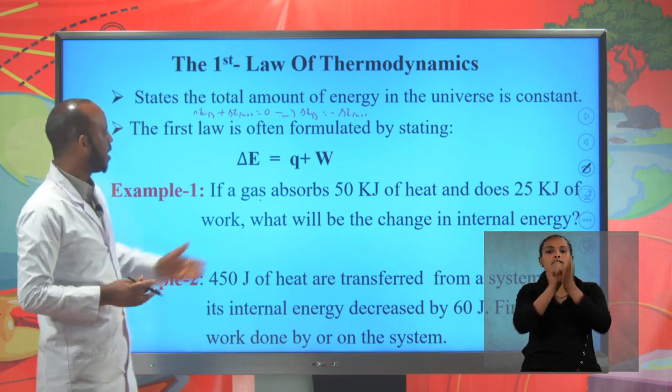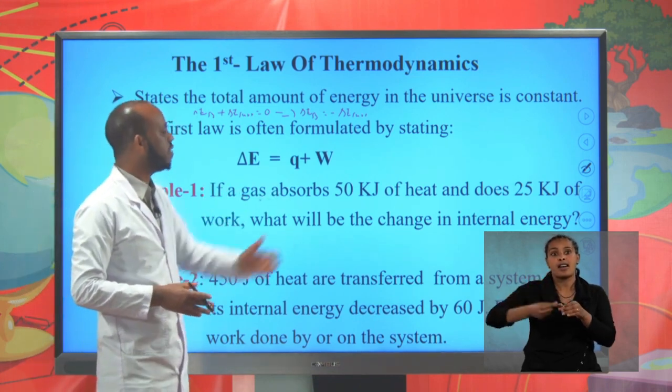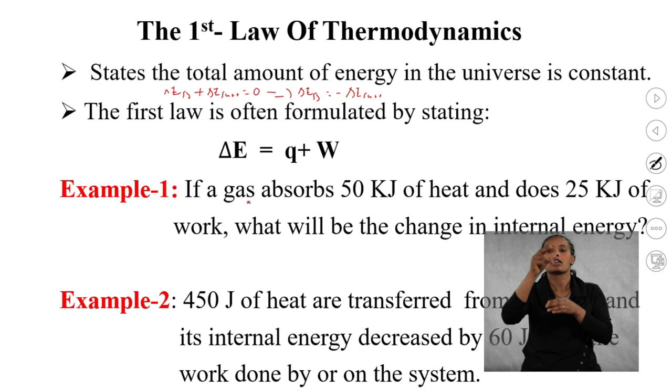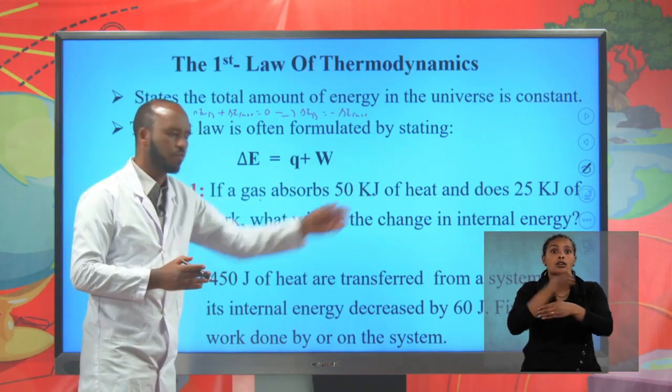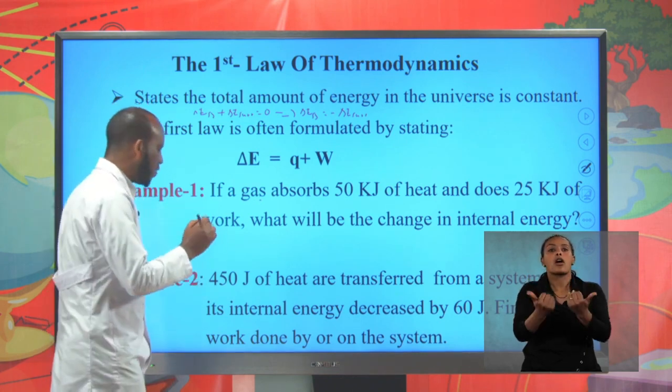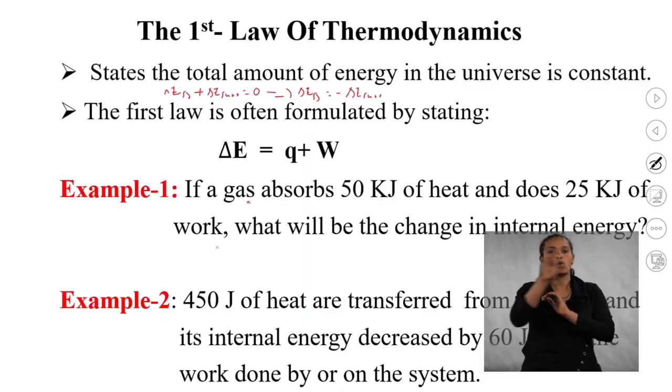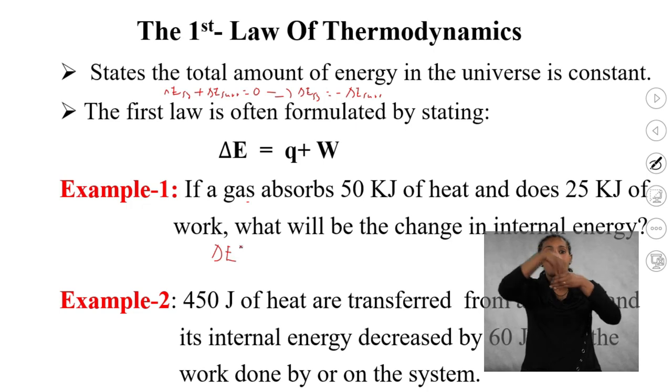For example, if a gas absorbs 50 kilojoule of heat and does 25 kilojoule of work, what will be the change in internal energy? You are asked to calculate internal energy for this process. Now, from the first law of thermodynamics, we have change in internal energy equals Q plus W.